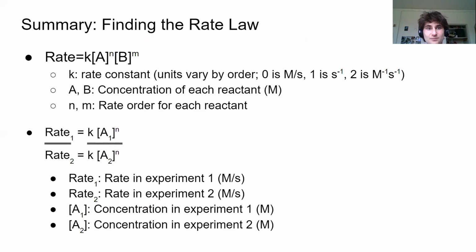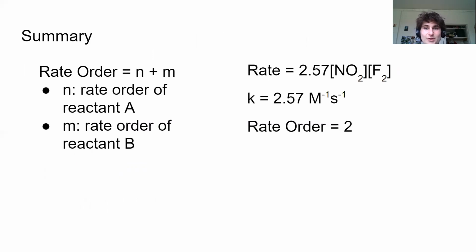And to conclude our summary, so to find the rate law, we've used these two equations. Here are the corresponding variables and what they mean, and then what their units are. And then to find the rate order, we added N plus M. We found that the rate was equal to 2.57 times the concentration of NO2 times the concentration of F2. And that K is equal to 2.57 molar to the -1, second to the -1. And there is a rate order of 2.